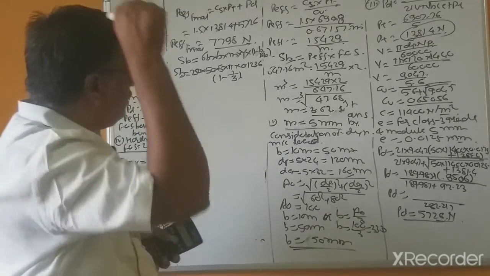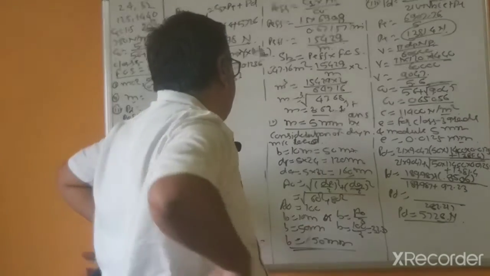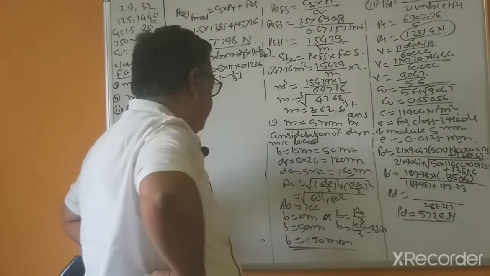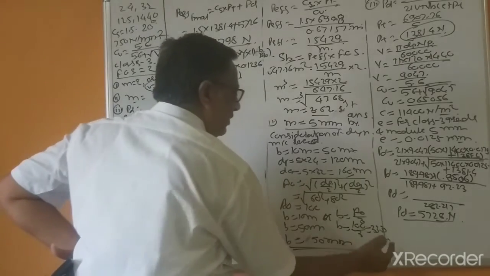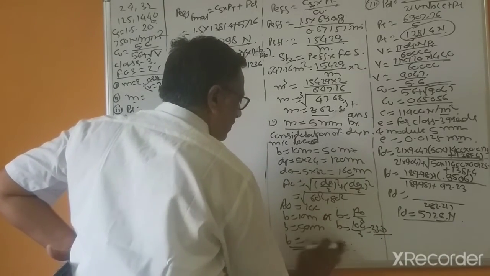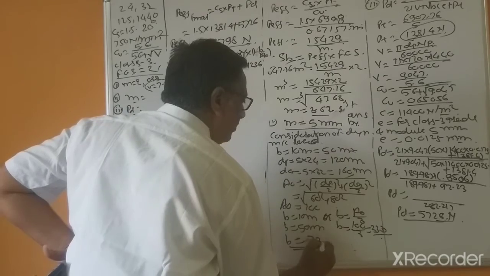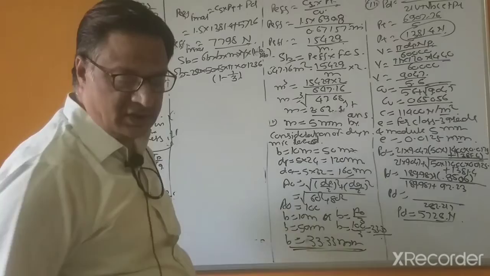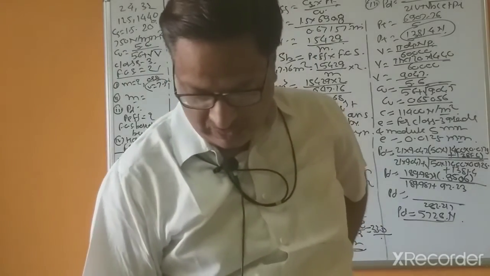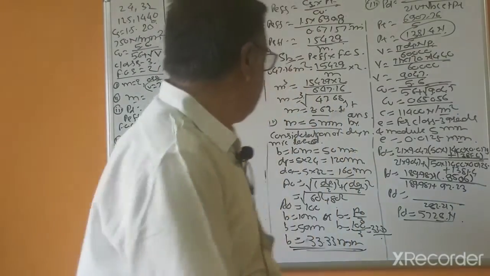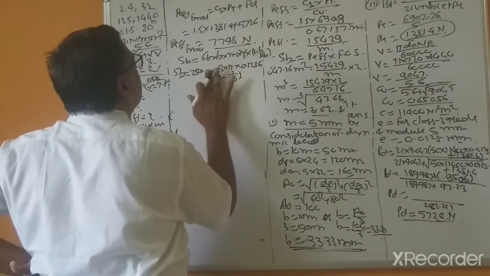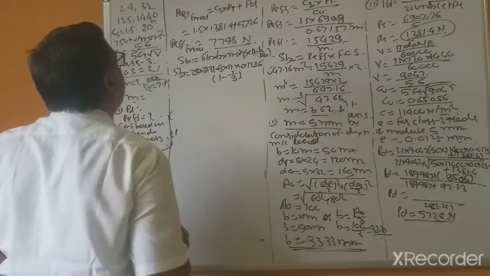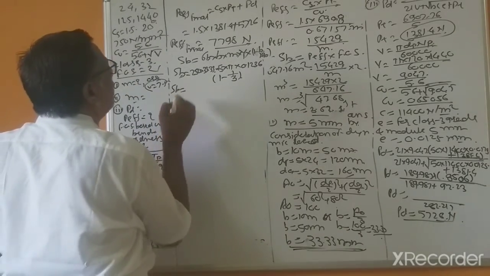So here, which is smaller, 50 mm? So I think b equal to, because this is smaller, so that's why b equal to 33.33 mm. So I think this is correct. I will check my answers. Right. So that's why this is 33.33.